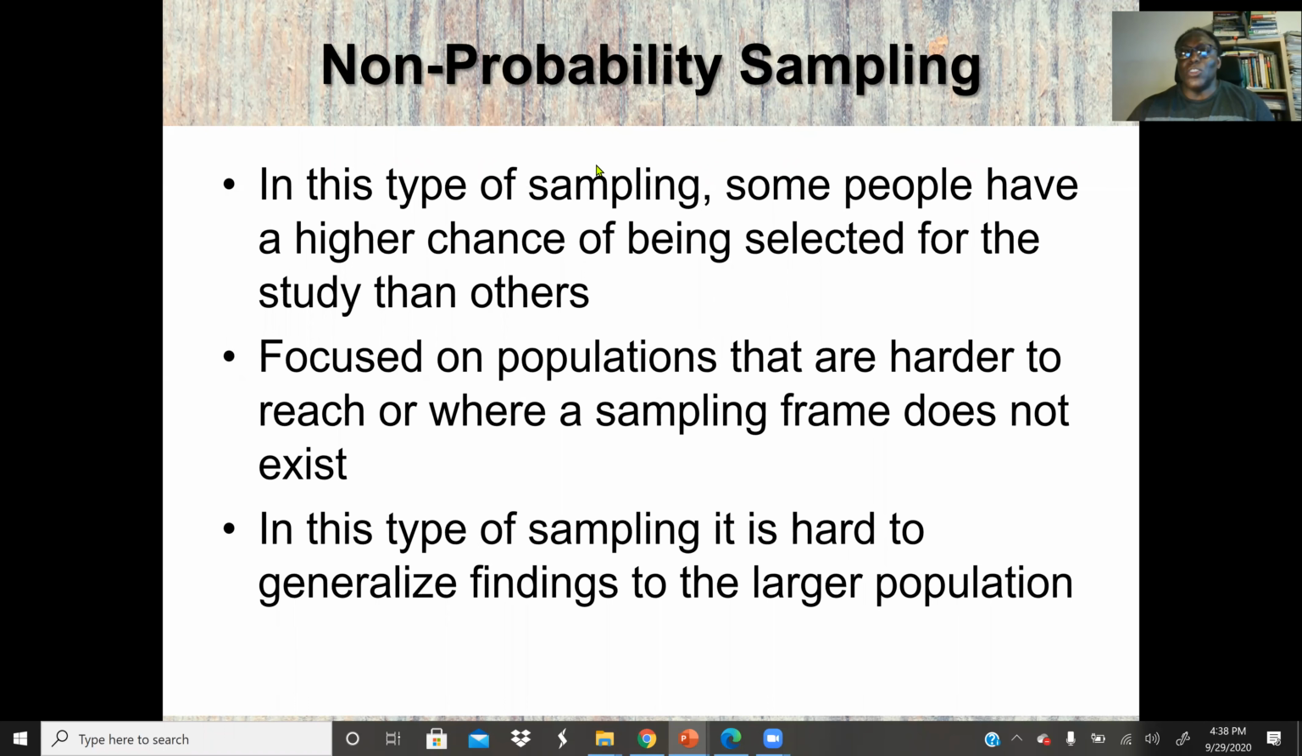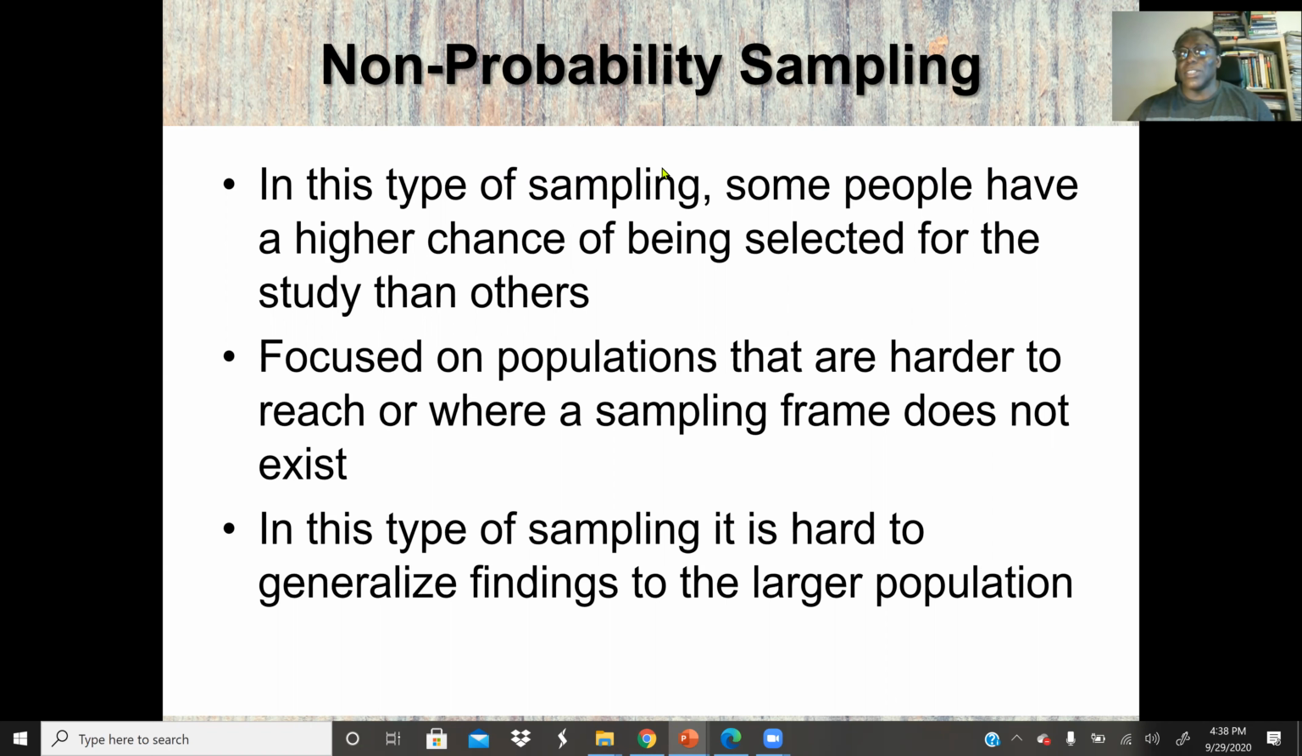So we start with the non-probability sampling. And we said in this type of sampling, some people have a higher chance of being selected for the study than others because this is non-probability. They don't have equal chance. Randomly selecting a person, we have 100 people. Randomly selecting one person, all the 100 people have equal chance, 1 by 100 chance of being selected.